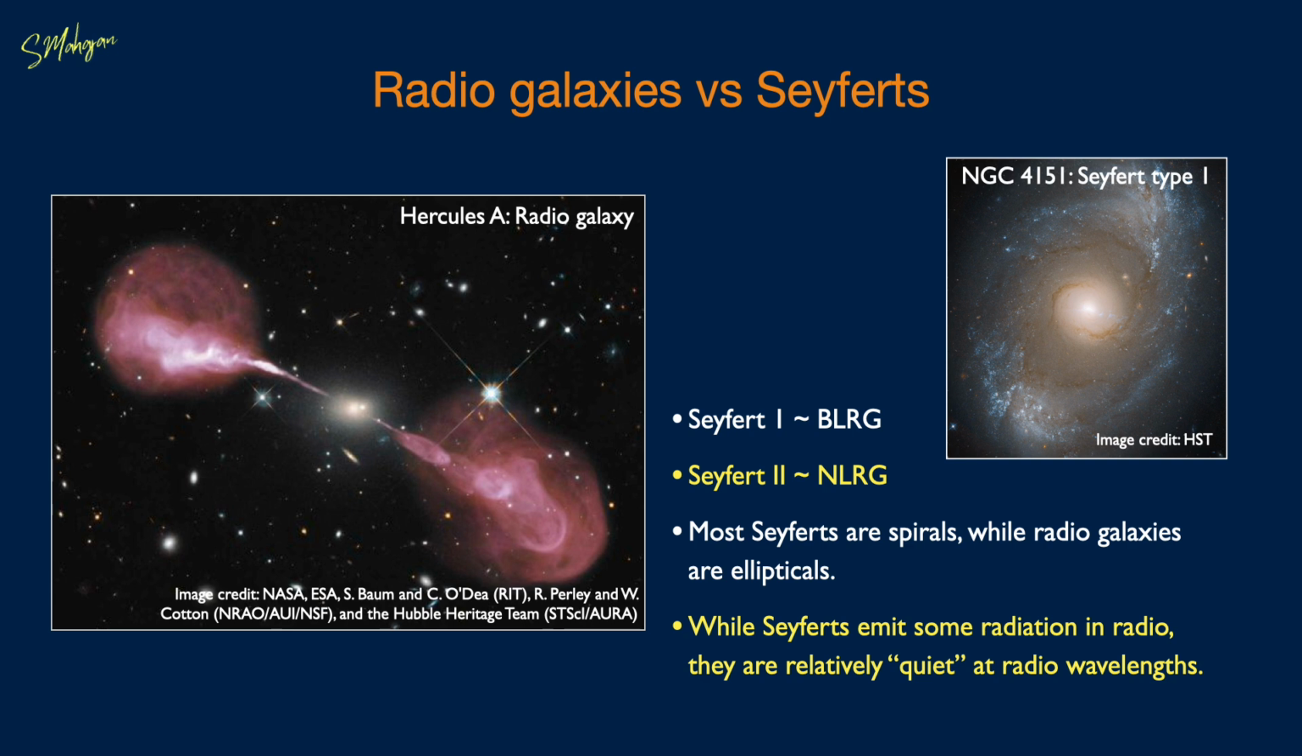Just like Seyferts, radio galaxies are subdivided into broad-line radio galaxies and narrow-line radio galaxies, corresponding to Seyfert type 1s and 2s respectively. The broad-line radio galaxies have a bright star-like nucleus surrounded by a faint hazy envelope, while the narrow-line radio galaxies are giant ellipticals dominating the centers of groups and clusters. But despite the similarities, they are different galaxies intrinsically, because while radio galaxies are elliptical, most of the Seyfert galaxies are spirals. Although Seyfert nuclei emit some radiation in radio, in comparison to radio galaxies, they are relatively quiet at radio wavelengths.